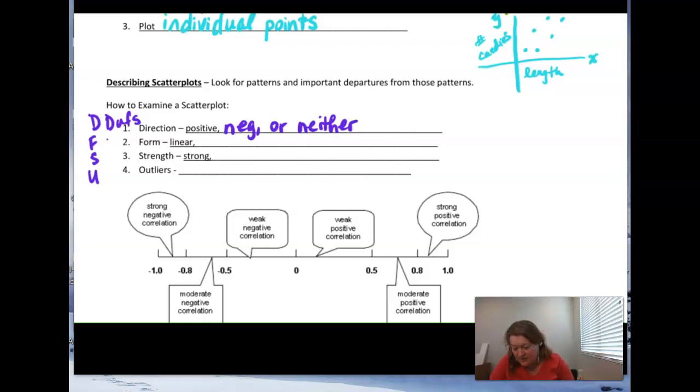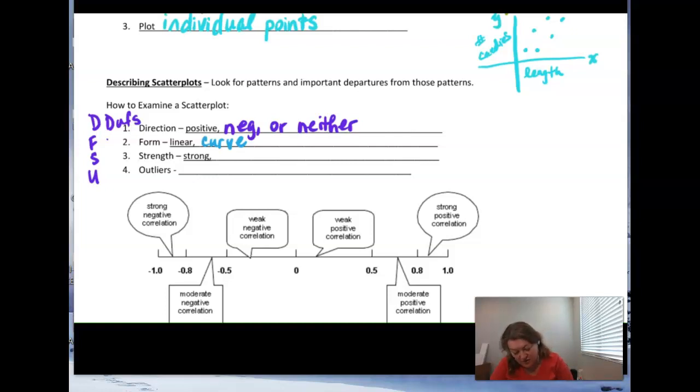All right, next one is form. Does it look like there might be a best fit line to suit this data? Or does it look more like a curve, like maybe a parabola or a sine curve or something like that? Our main focus for AP Stats is usually linear, but you should know that there are other patterns out there that would use other methods as well.